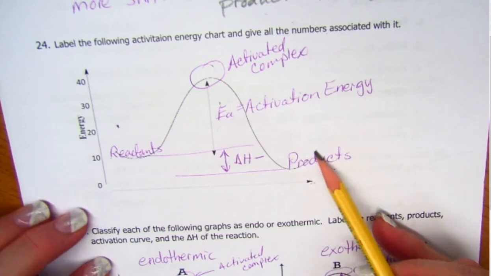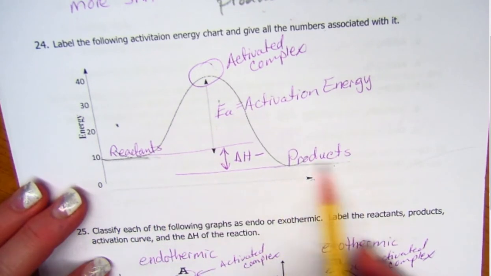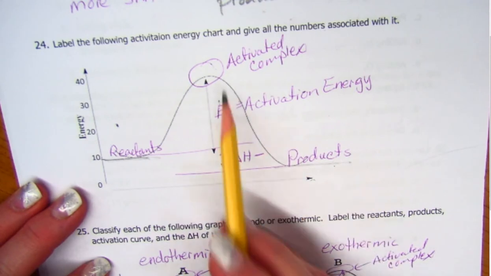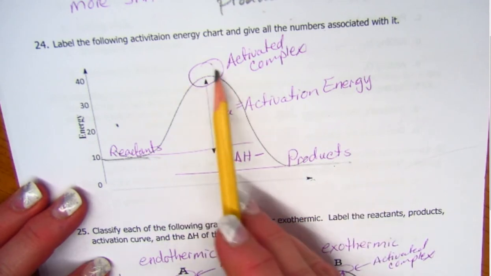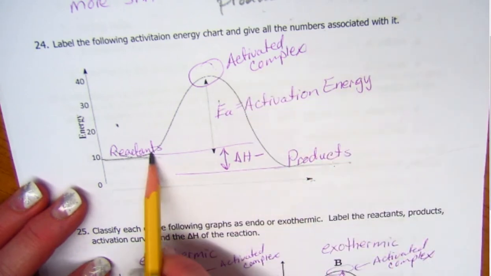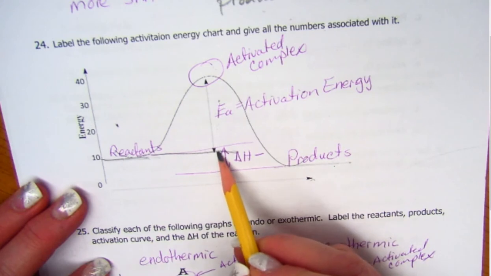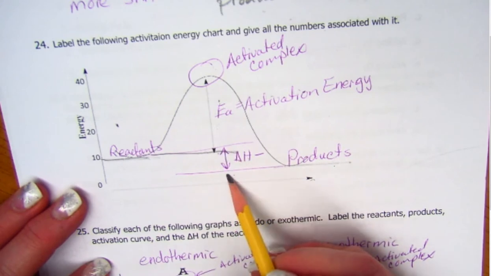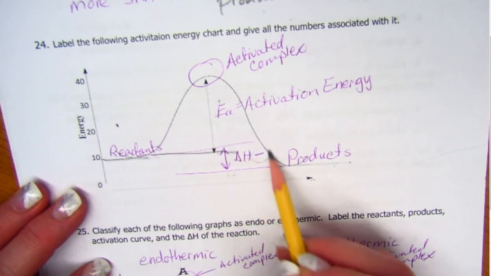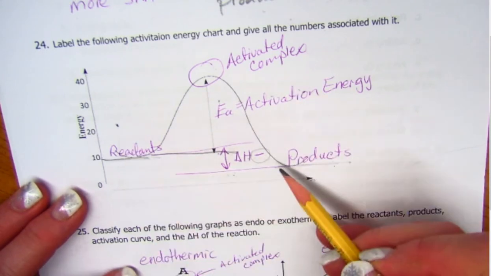Okay? So just remember, reactants are where you start, products are where you end. Activated complex is when you're at the top of the hill and you can go either way. E of A is always from the reactants to the top of the curve. Delta H is from the reactants to the products, wherever they are. Here, we're going to lose energy because the products are lower. So what kind of reaction graph is this?